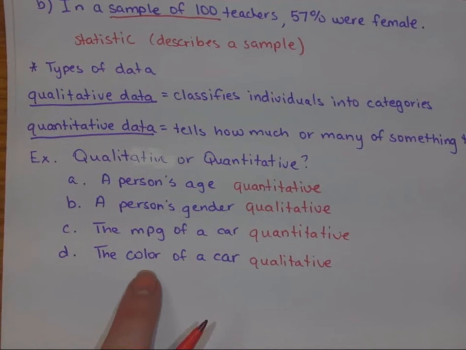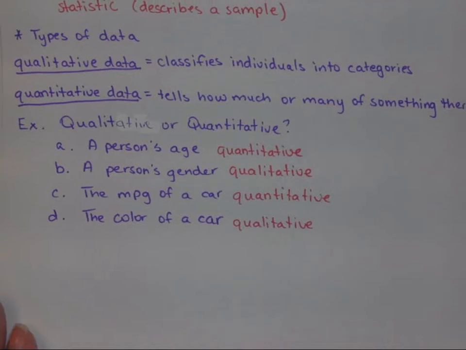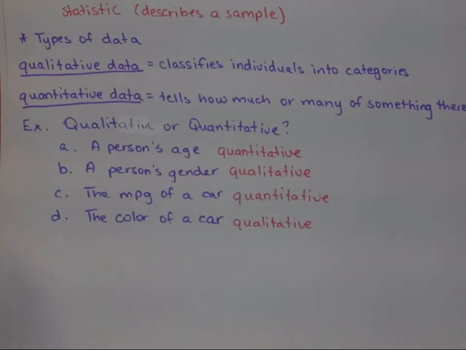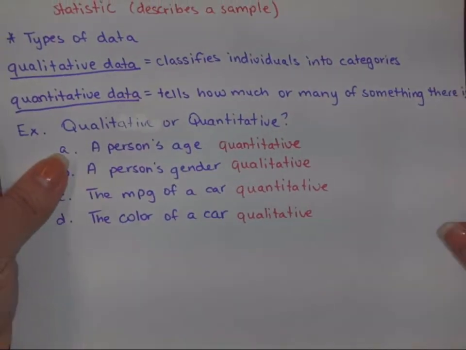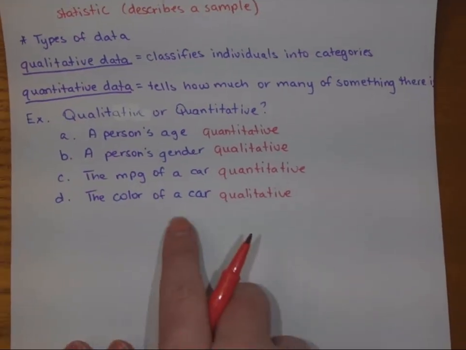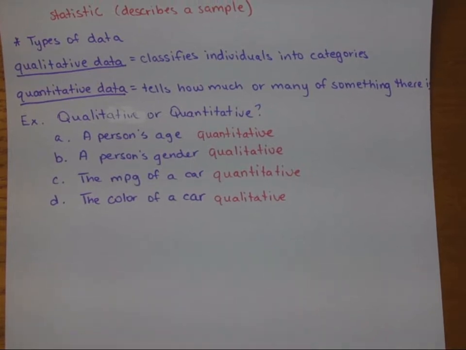Okay. Note that I could still count the number of black cars that I saw, right? So it's not a matter of can you count them, because you probably could count just about any of these items. Really the point is, is the data you're collecting a number or is it not a number? Notice the color and someone's gender, neither one of those are numbers. Okay, so data can either be qualitative or quantitative.